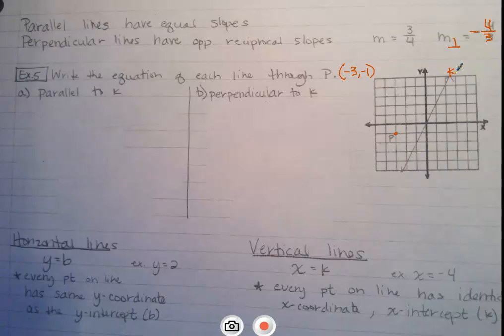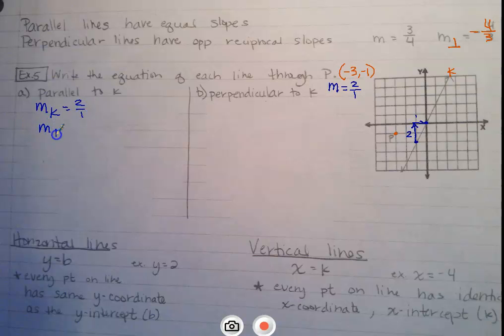So we need to find the slope. Okay, so let's look at K and find K's slope. So if I pick a point here and this point right here, I rise how many? 2, and I run 1. So my slope is 2 over 1, or 2. All right, so let me write this here. So my slope of K equals 2 over 1.